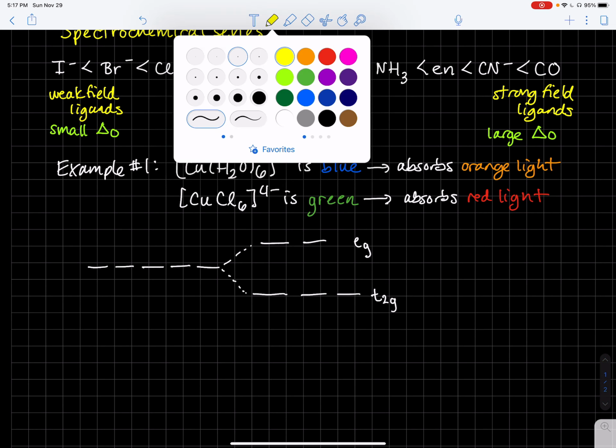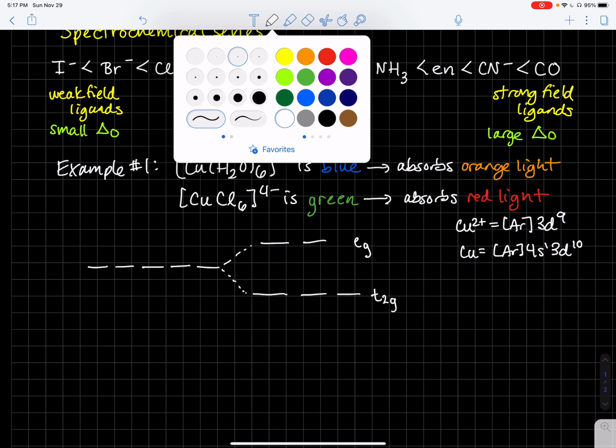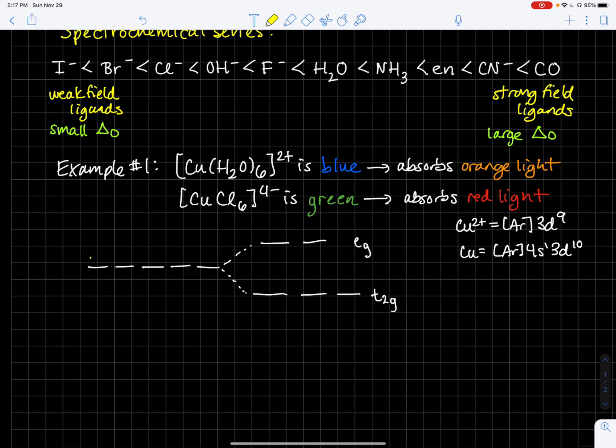So copper, let's just make sure we know. So we're dealing, you can prove to yourself, hopefully now, that copper in both these complexes is the copper 2+ ion. Neutral copper has the electron configuration argon 4s1 3d10. Remember, it's one of the 2 exceptions in the first row. And copper 2+, therefore, is just argon 3d9. So copper 2+ over here, before it's in an octahedral field, looks like this. And then when it's split, the 9 electrons look like this.